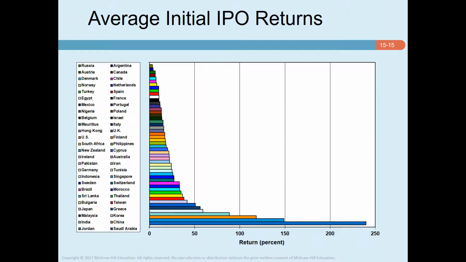Now, as I talked about IPO underpricing, due to this underpricing, the average initial return of an IPO is typically pretty high.